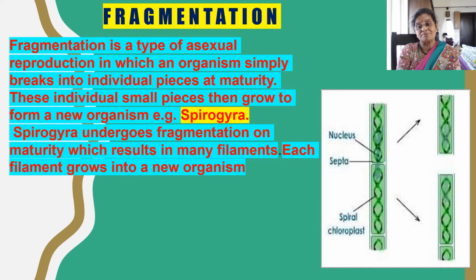An example is Spirogyra, which is a filamentous algae, a multicellular organism with very simple organization. Now, this Spirogyra undergoes fragmentation on maturity, and this results in many filaments, and each filament can grow into a new organism.